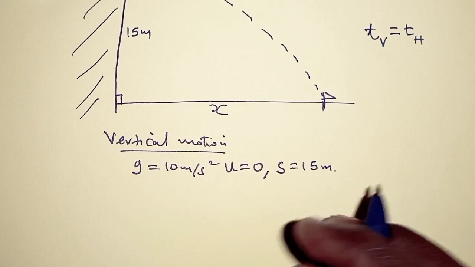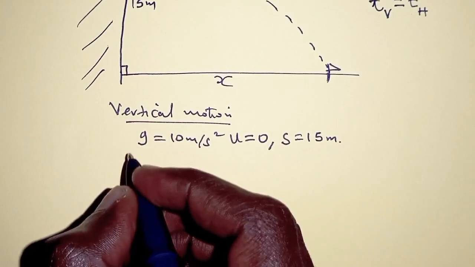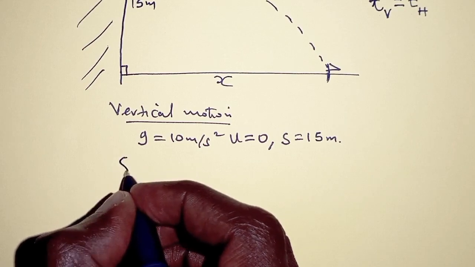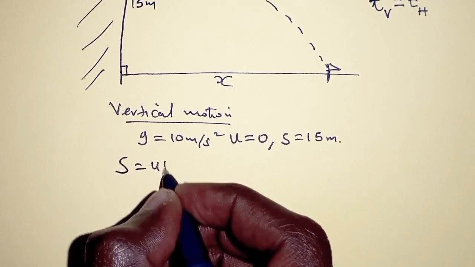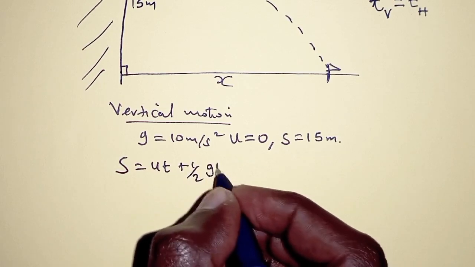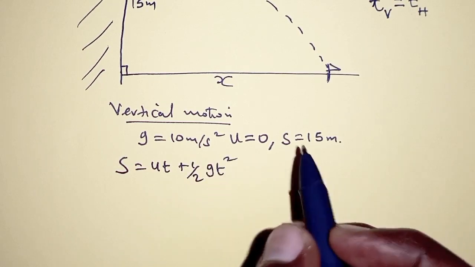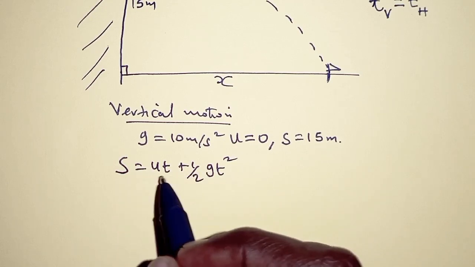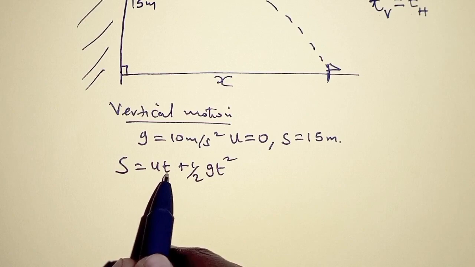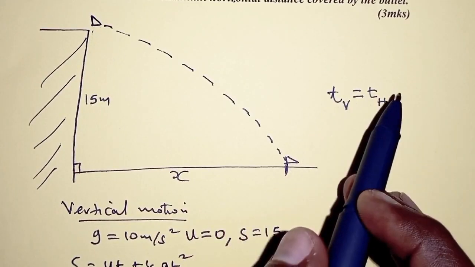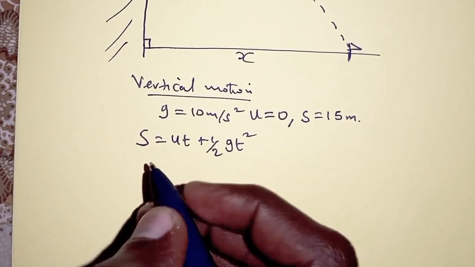So from this, we can apply the equation of linear motion, which states s is equal to ut plus a half gt squared. Just because we have s, we have u, we have g, and for this case, we can determine t. That is the time taken for the vertical motion, and that is obtained as follows.